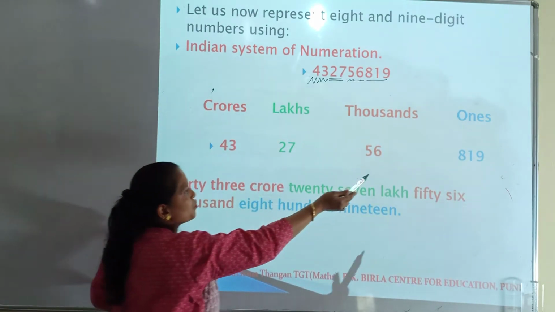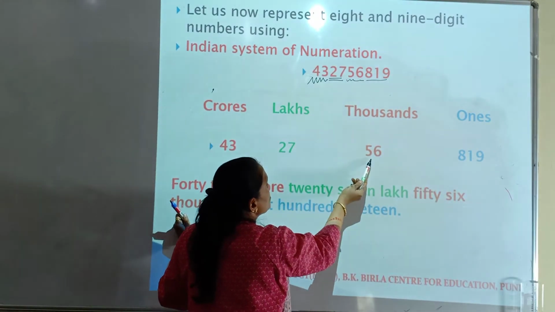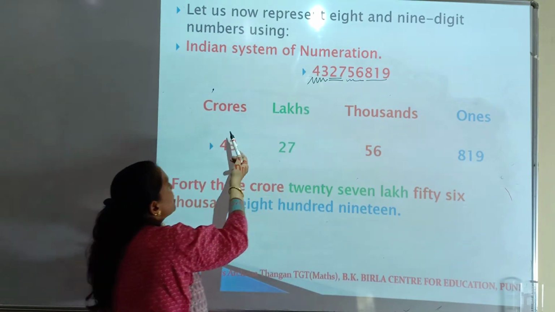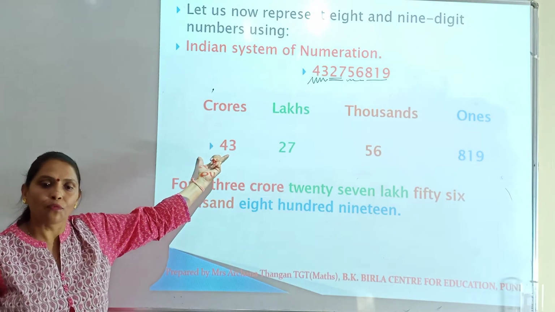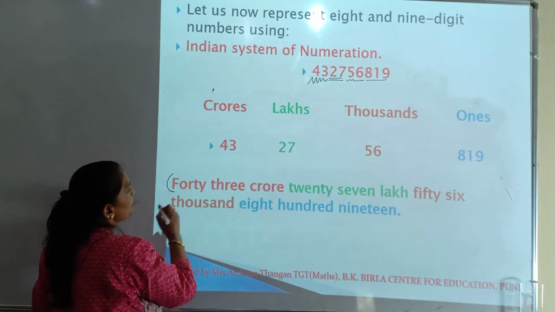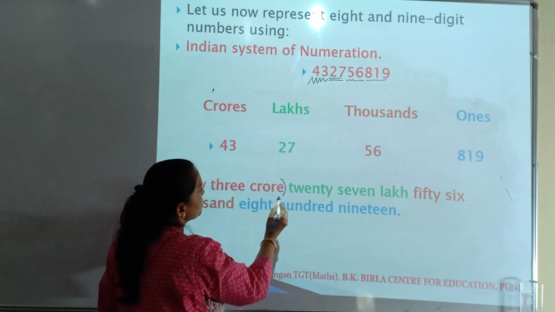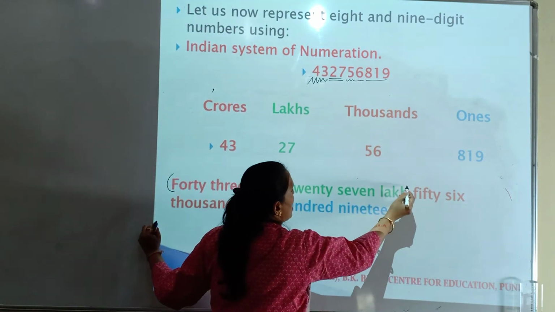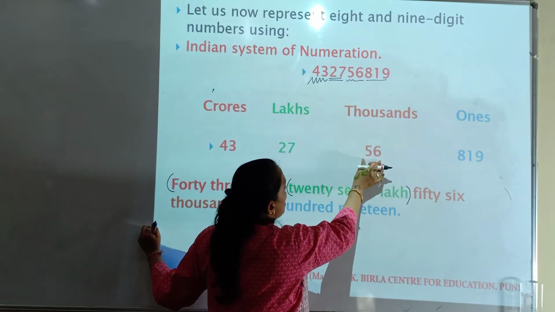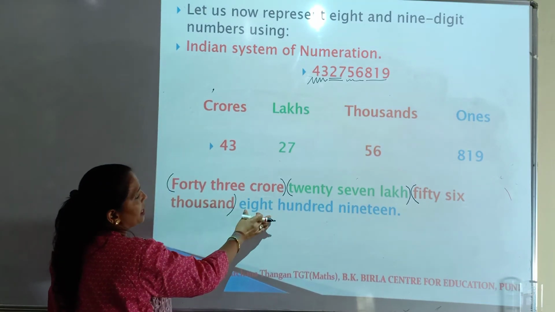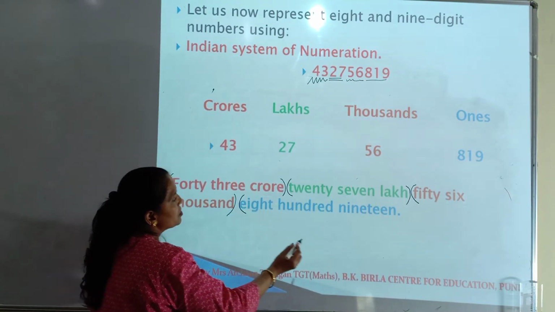The first is the ones period, second is the 1000 period, third is the lakh period, and last is the crore period. So this number we divided into 4 groups. The first group is 43 crore. This is 43 crore. 27 lakh. This is 27 lakh. 56,000. This is the third group, 56,819. These are the 4 groups.